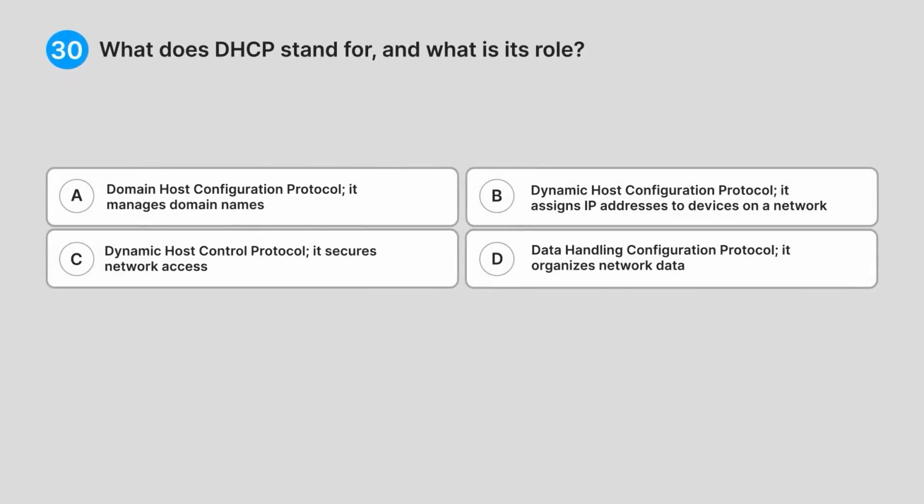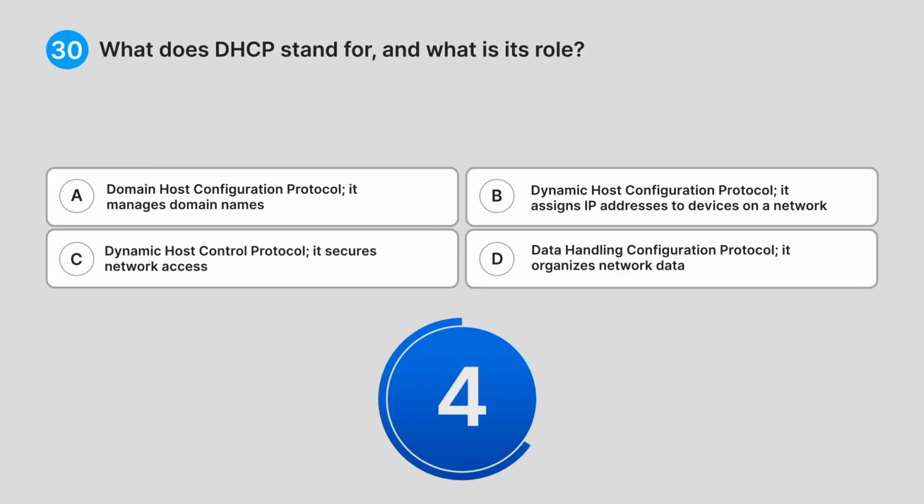30. What does DHCP stand for, and what is its role? A. Domain Host Configuration Protocol. It manages domain names. B. Dynamic Host Configuration Protocol. It assigns IP addresses to devices on a network. C. Dynamic Host Control Protocol. It secures network access. D. Data Handling Configuration Protocol. It organizes network data. Can you guess the answer?